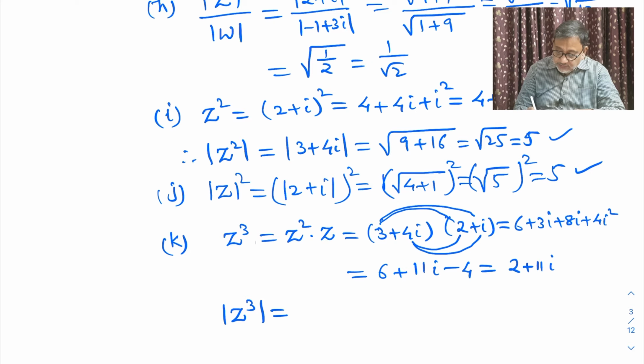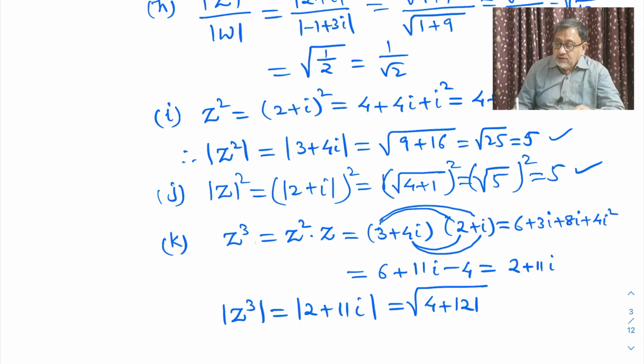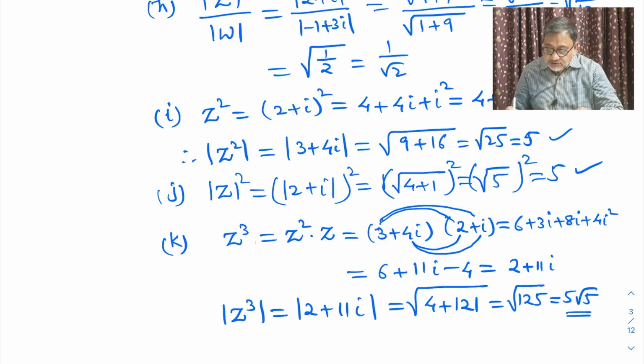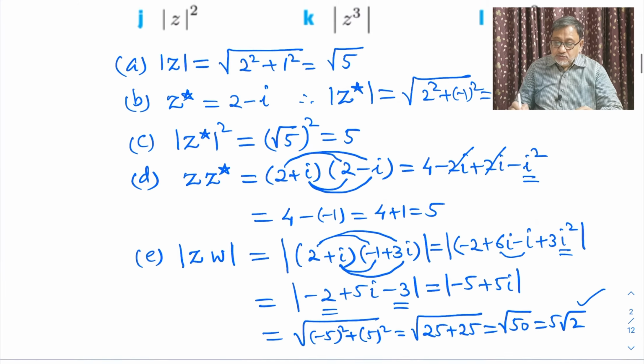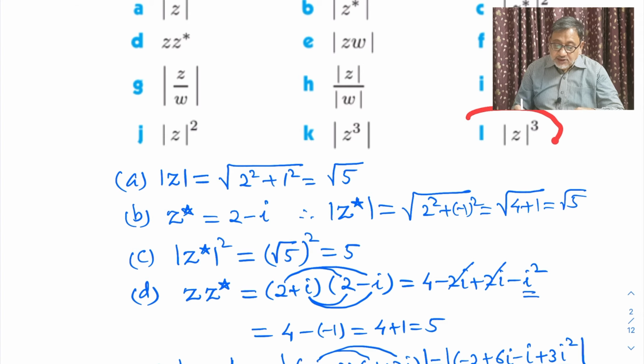Okay, 2 plus 11i. Now I will find the modulus of this. So modulus of z cube will be modulus of 2 plus 11i, which will be square root of 2 square 4 and 11 square 121. So which will be square root of 125, which will be 5 root 5. Okay, so this is modulus of z cube.